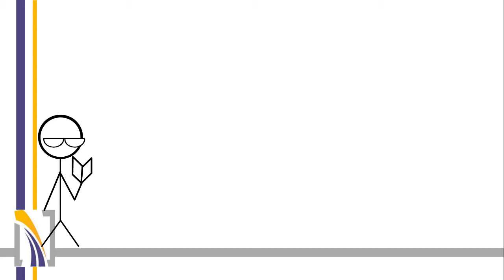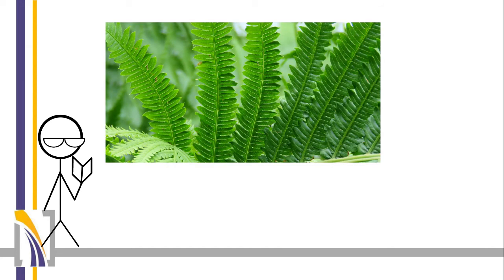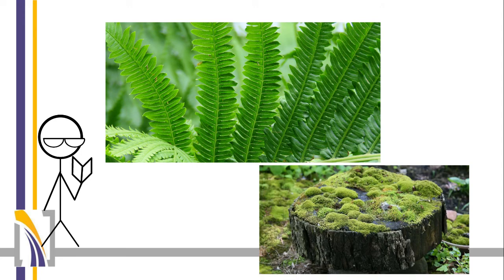Now let's move on to some non-flowering plants. There are at least two types of non-flowering plants. Ferns, which in bahasa Indonesia we call rumput kuda, and moss. So these plants don't use flowers, but they also have some seeds.